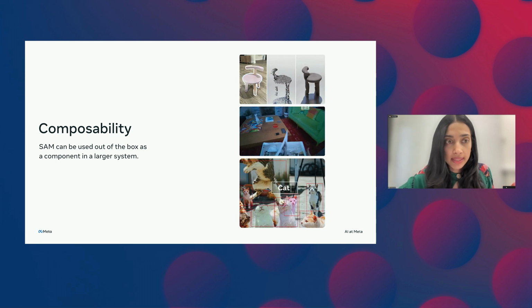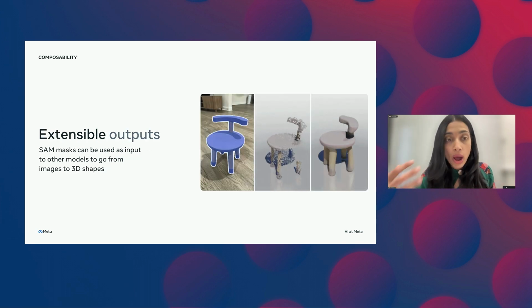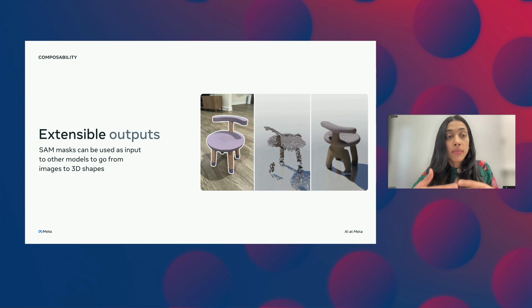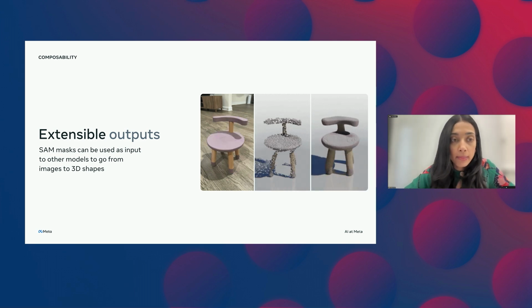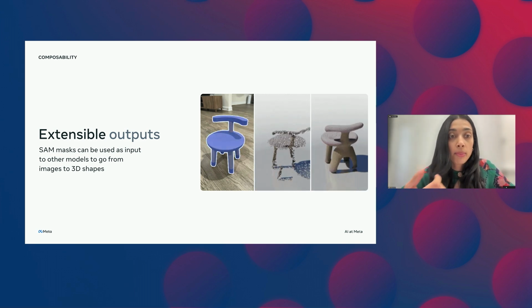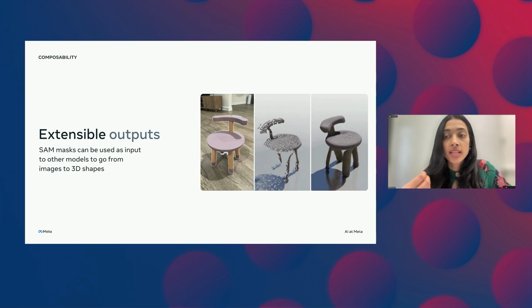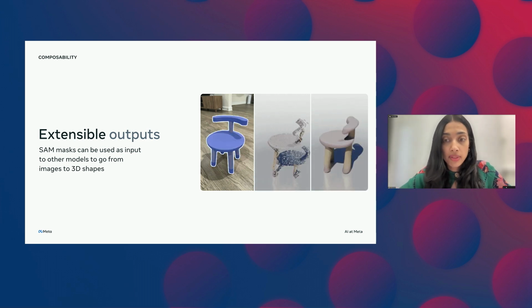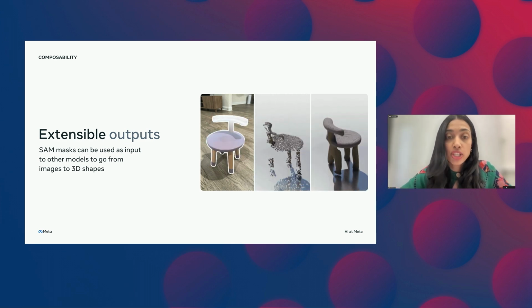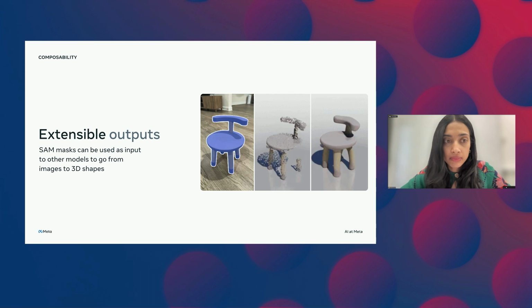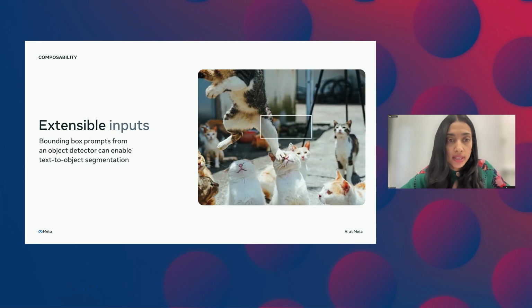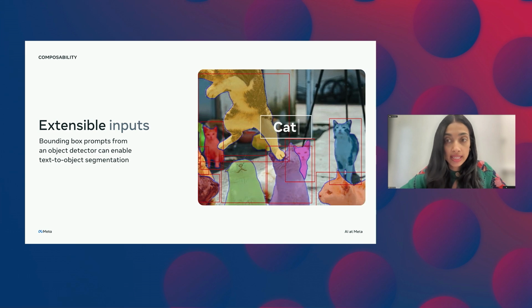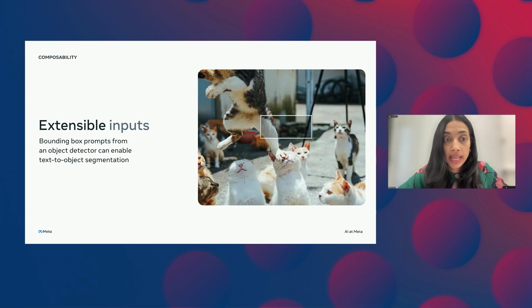So next slide, please. On the output side, the masks from SAM can be used as input to other models. For example, we can go from an image of an object to a 3D shape of the object using a different 3D shape prediction model. On the input side, SAM can take as input bounding boxes from a box detector that could enable something like text to object segmentation.